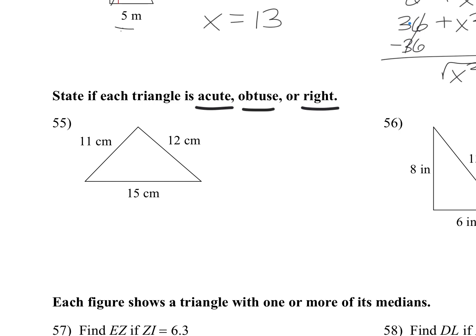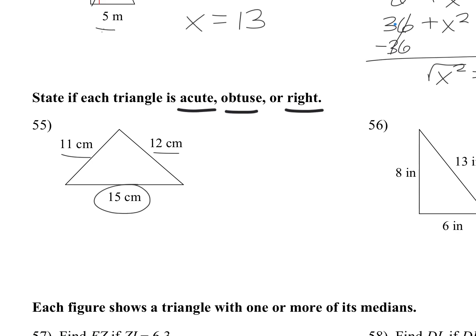Kind of does, right? But you cannot assume. So on 55, let's circle our biggest side. What is it? 15 is our biggest side. Underline your other ones. How do I set this up? 15 squared. Yep, C is on your other side.